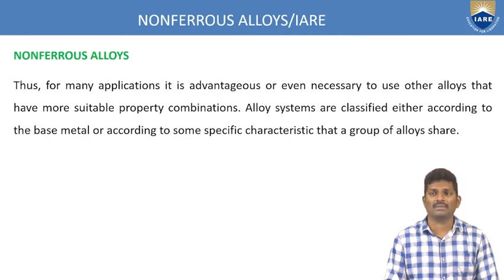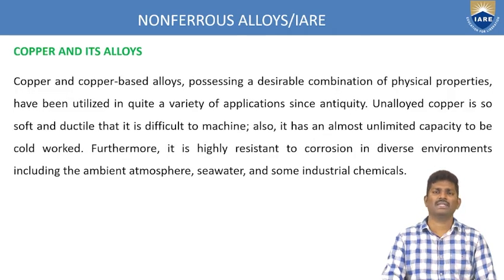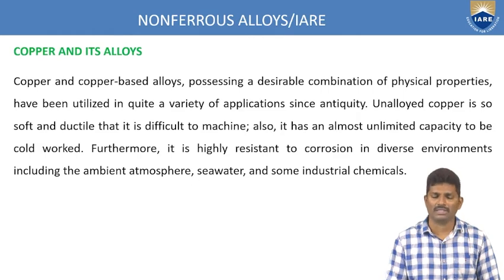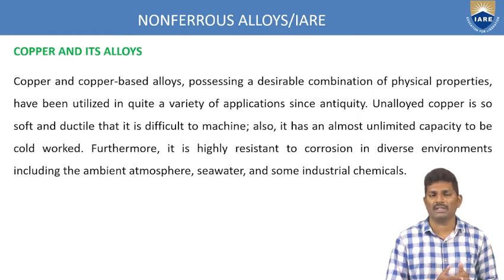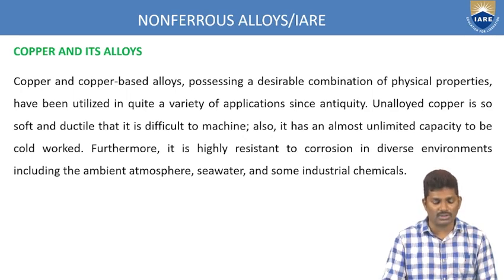Alloy systems are classified either according to the base metal or according to some specific characteristics that a group of alloys have. So depending upon the base material or some specific characteristics, these alloying elements are being classified. First one, the copper and its alloys. So the first type of non-ferrous material we have here is copper and its alloys. What are copper and its alloys? Copper possesses a desirable combination of physical properties which have been utilized in quite a variety of applications since antiquity. Generally, unalloyed copper is so soft and ductile that it is difficult to machine also.